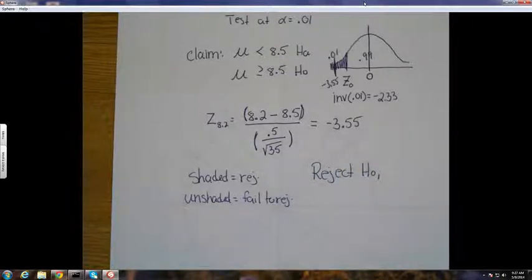Now I have to finish by saying something about the claim. So this is where you use your little poster. We got to start at the top. Was our claim the Ho or was our claim the Ha? Our claim was the Ha, so I'm over here on the flow chart. And what decision did we make? We rejected the Ho, so what does that say about the claim? The claim is true. He is not lying about it.